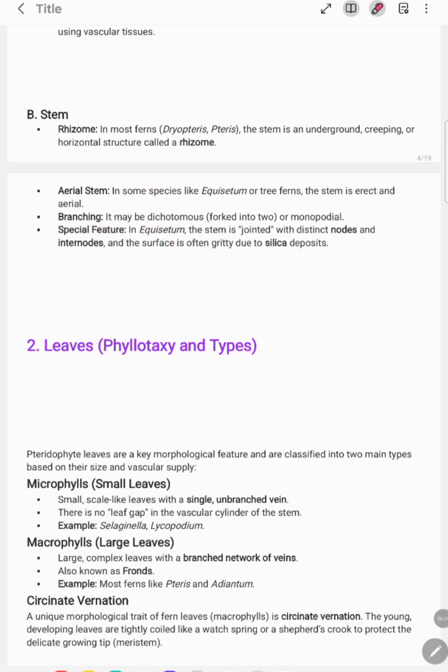While in comparison, in monopodial the lateral branches are growing. Here we are having lateral growth, lateral buds are growing. In monopodial the main axis does not divide, it continues to grow. Now the special features. In Equisetum, the stem is jointed with distinct nodes and internodes. Suppose this is your stem.